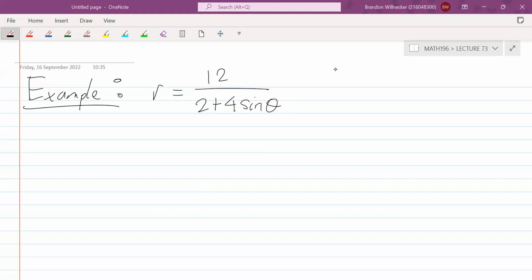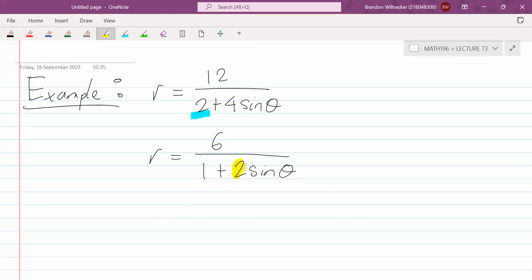Now, notice that the denominator should be something like 1 plus the eccentricity times sine theta. But here we've got a 2, so we need that to be a 1. So let's divide top and bottom by 2. So r is equal to 6 over 1 plus 2 sine theta. And we see here we've got an eccentricity value of 2, so e is equal to 2. It's greater than 1, which means we're dealing with a hyperbola.